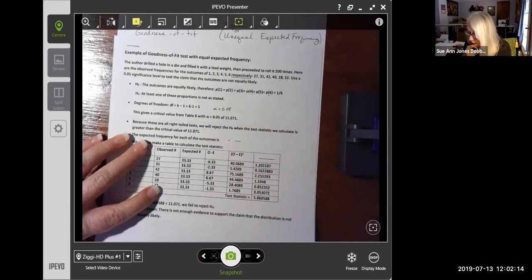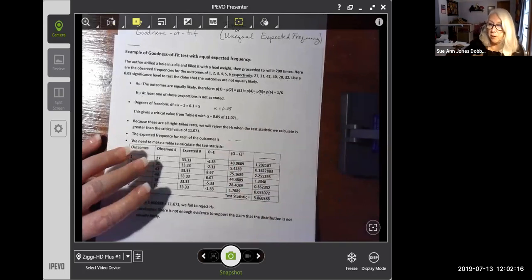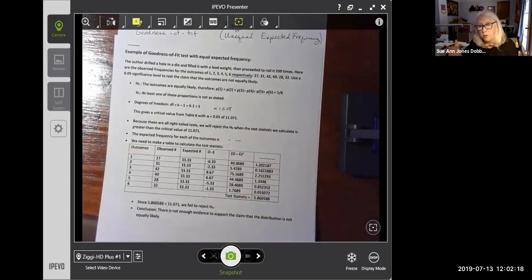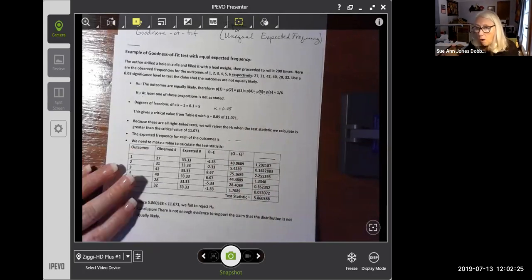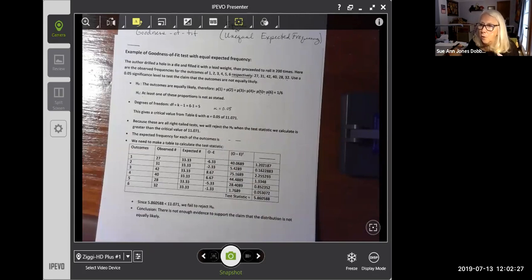So our challenge is to calculate the value of the test statistic. And again, I'm doing this by hand, and then I'm going to show you how you could have done it using StatCrunch. And all of these handouts are in your course content in Unit 5.